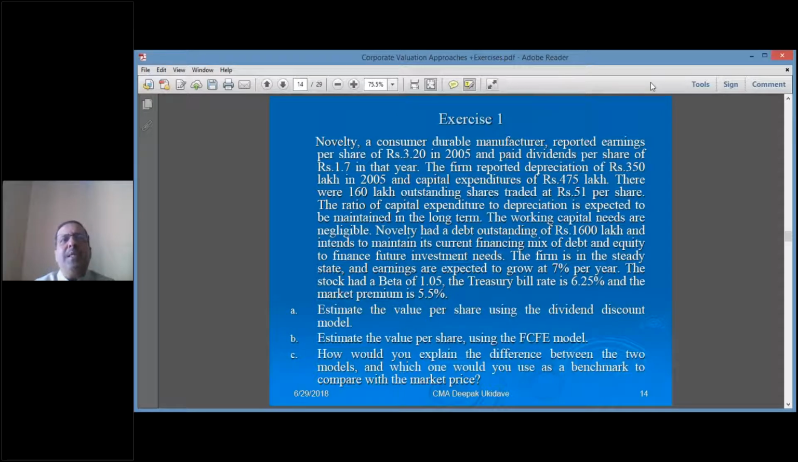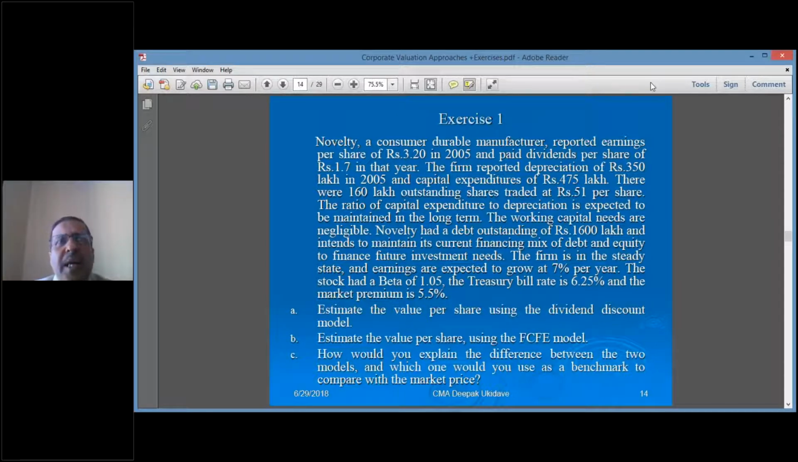and then explain and ascertain the difference between the two models, and which one would be used as a benchmark to compare with the market price. See, ultimately all this exercise of calculating the value of business or value of equity share is mainly to compare this intrinsic value with the market value of equity. Shares are listed on the stock exchange, so what is the prevailing market price of the share on the stock exchange? We compare the intrinsic value or worth of the share vis-a-vis the market value.